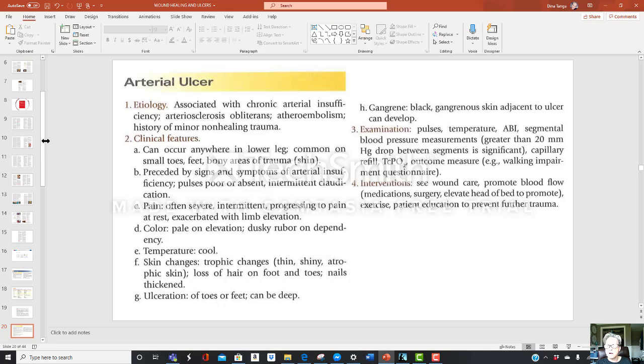Interventions, see wound care, promote blood flow, medications, surgery, elevate head of bed to promote exercise, patient education to prevent further trauma.